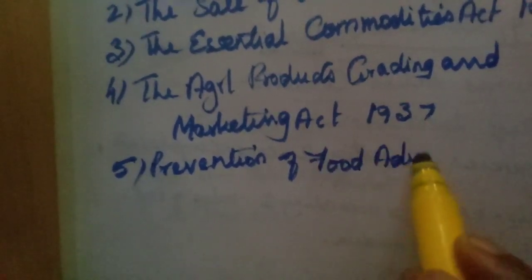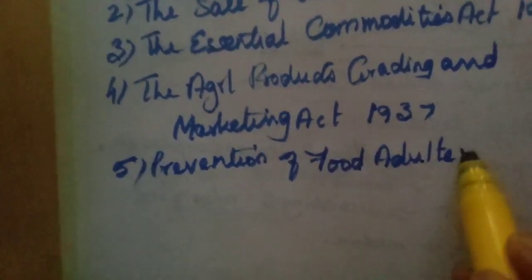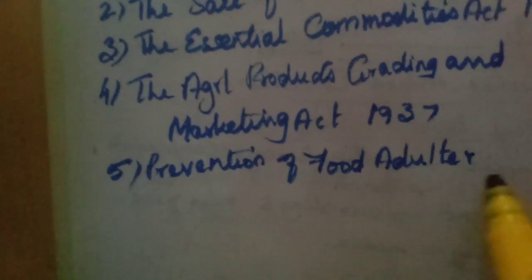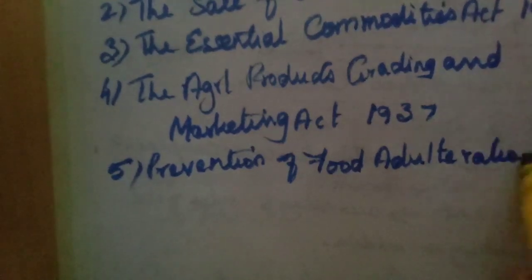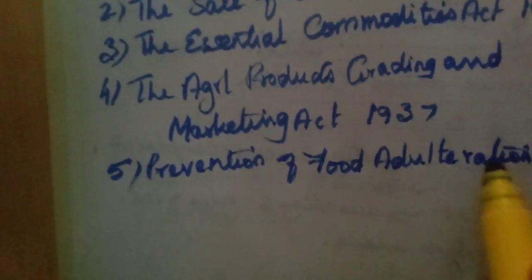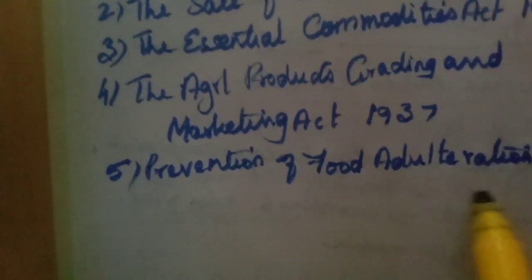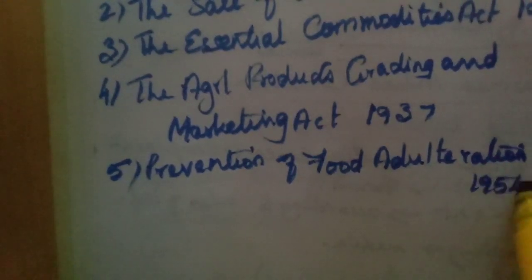We know what is adulteration. They will mix stone with the grains, then papaya seeds with pepper. Okay, that one, a separate act is there. The Prevention of Food Adulteration Act, 1954. There is one act.